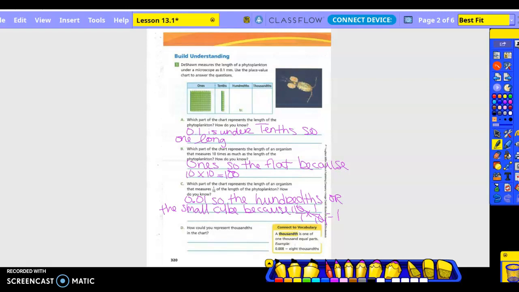How could you represent thousandths in the chart? A thousandths is 1,000 equal parts. So we could do what on that one? We can divide the hundredths into what? Into 10 equal parts, right? Okay. So divide hundredths. So that little cube we had, right? So the hundredths small cube into 10 more cubes.